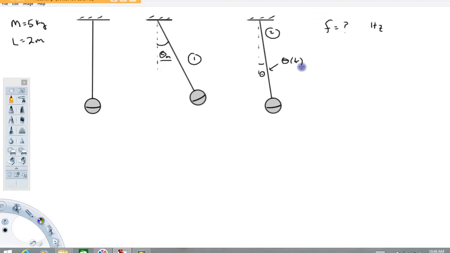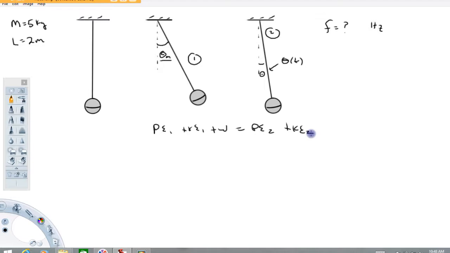Hopefully you've seen my videos on how to analyze these harmonic or oscillating types of systems. One way is by Newton's second law. Second way is by energy methods. I'm going to go ahead and use energy methods on this. So what I'm going to do is write out a work energy equation between 1 and 2. PE1 plus KE1 plus work equals PE2 plus KE2. We'll start with this.